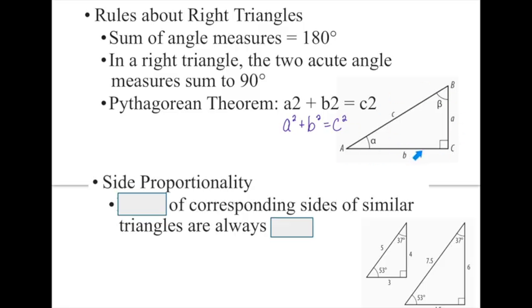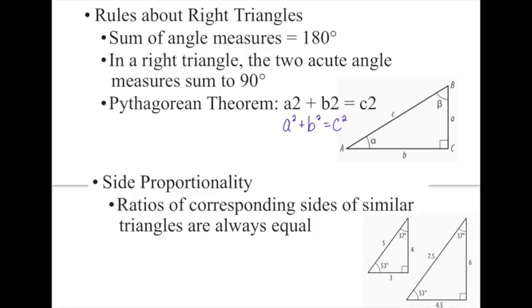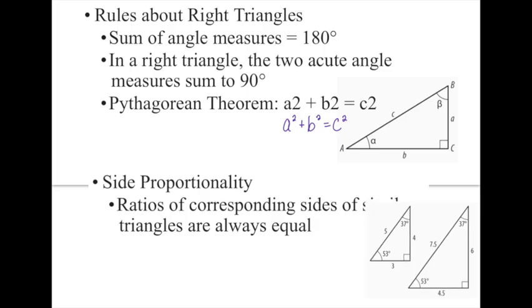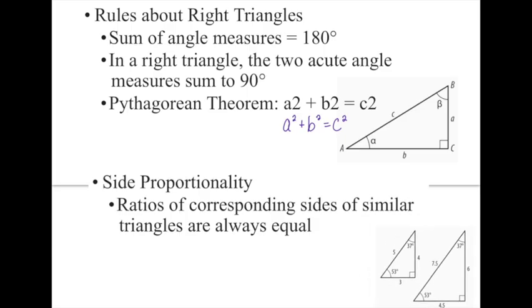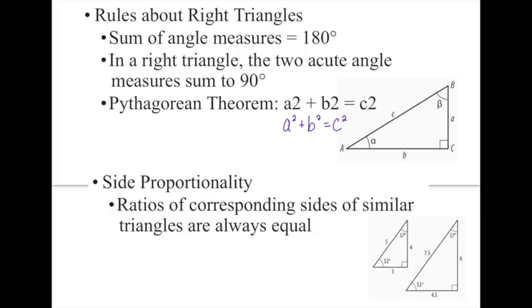In this triangle that we've been given, we have our two legs. Those are what we're squaring, and they will equal the square of the hypotenuse. That means angle alpha and angle beta will add up to 90 degrees because they are my acute angles there. Side proportionality: ratios of corresponding sides are always equal. So if I set up a fraction, 5 over 7.5 will equal 4 over 6, which will equal, I messed that up, 3 over 4.5. They create the same ratio between the sides.